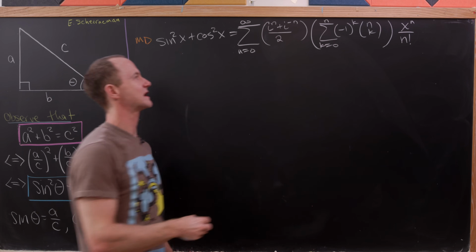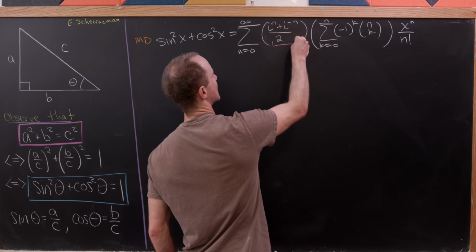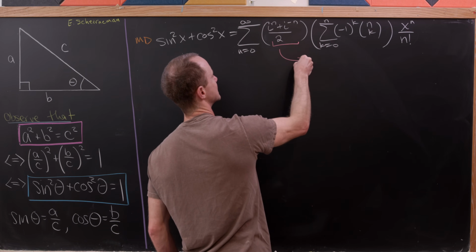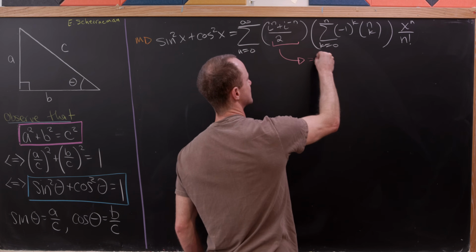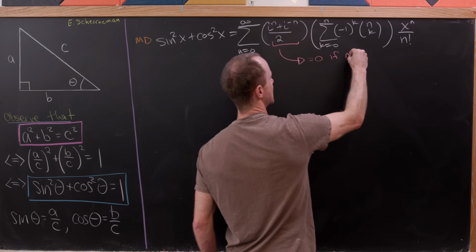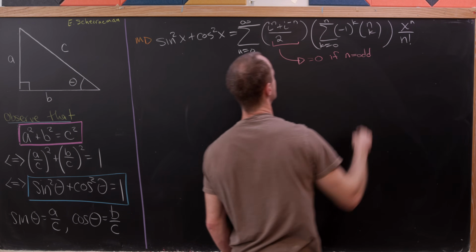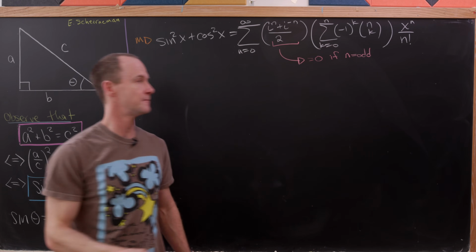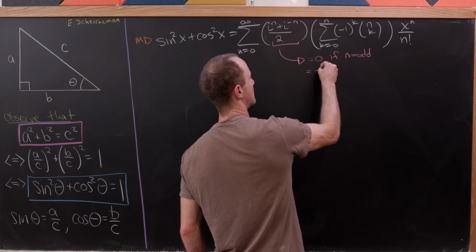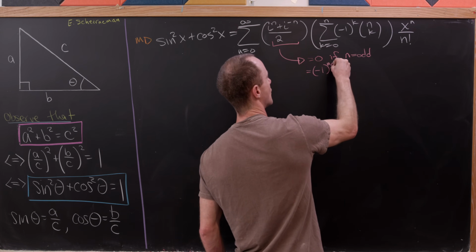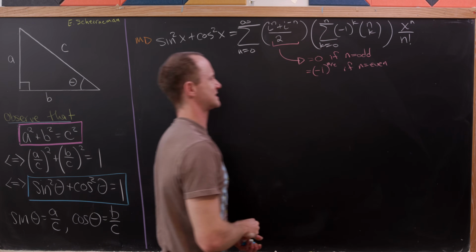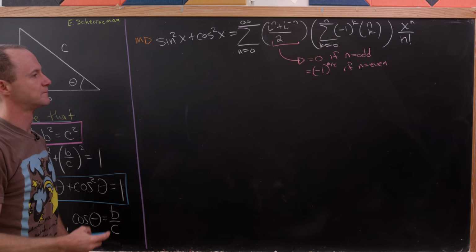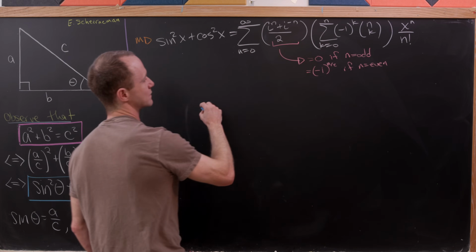Now I'd like to make an observation about this i to the n plus i to the minus n over 2 type term. Let's observe that this is equal to 0 if n is odd. I think that's pretty easy to see. And then this is equal to minus 1 to the n over 2 if n is even. Again, that's not so hard to see either. So what does that leave us with?